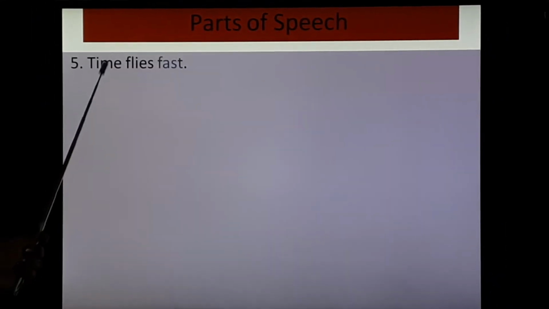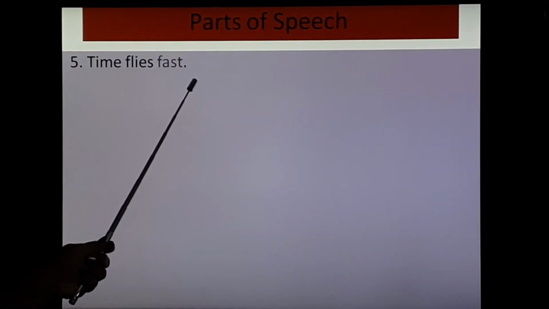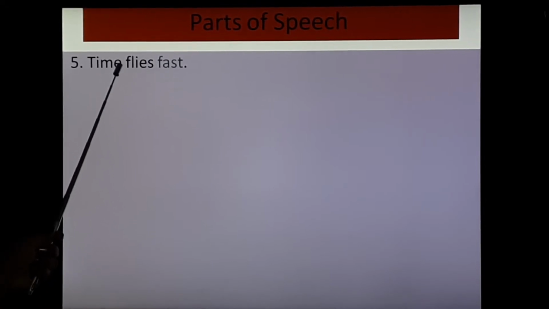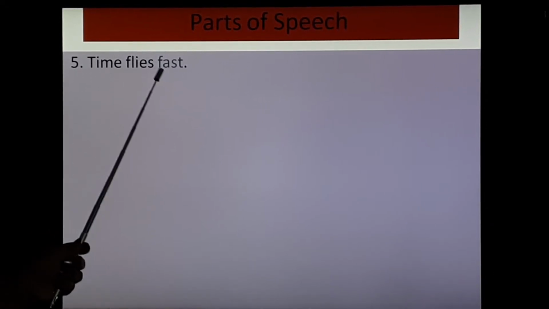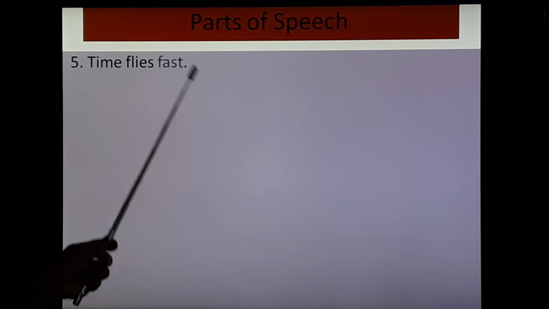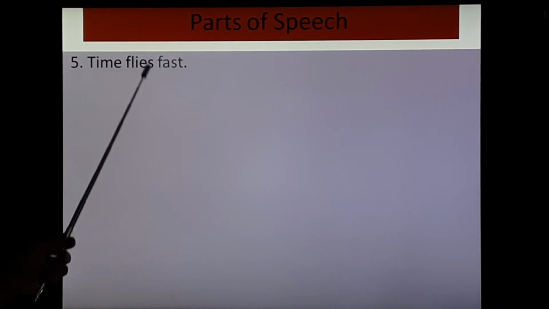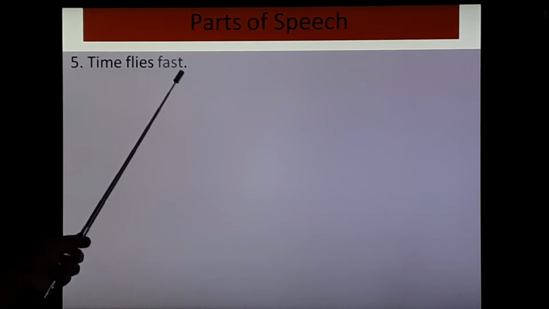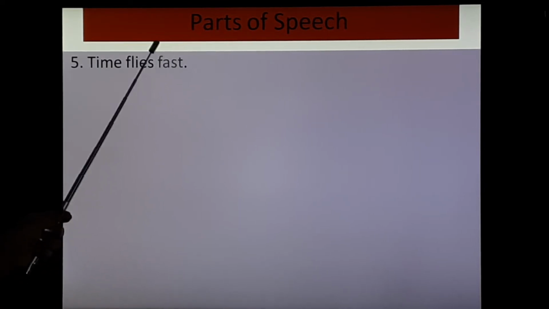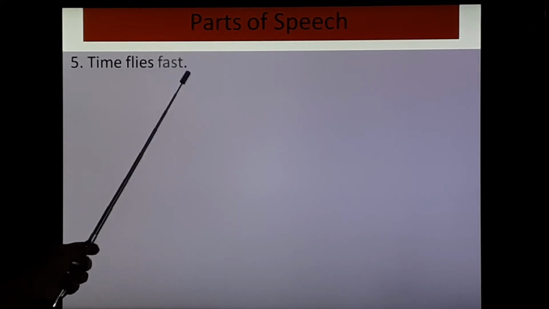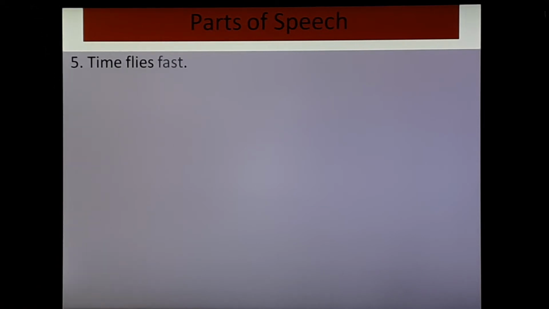Next, time flies fast. So the question is, how does time fly? Time flies fast. Find out the verb. Flies, that is the verb. Now, fast is an adverb because this word fast adds something to the meaning of flies.